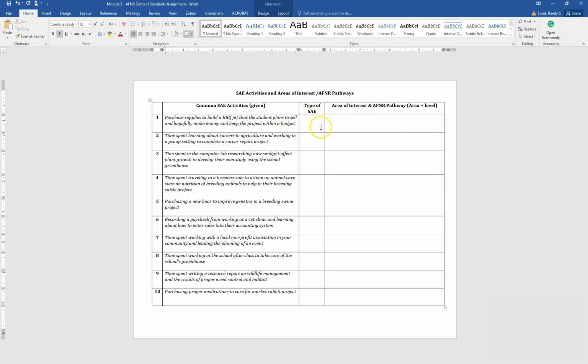Right here in this column, you're going to tell me what type of SAE project that is. Over here, you're going to tell me the area of interest and the AF&R pathway. But then I want you to go one deeper. I want you to go to an indicator. What is the best indicator on the council's website to go with this? So you've got 2 levels to go here. And then right over here at the end, please put your name up there so that I know that it's your document. And go ahead and save that and upload that into eCampus for this week's, or this module's, assignment.